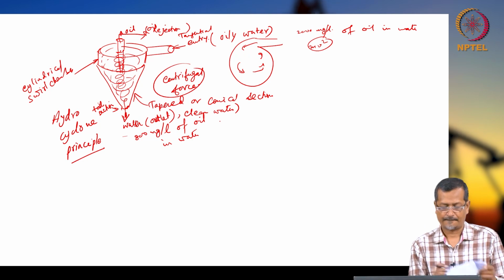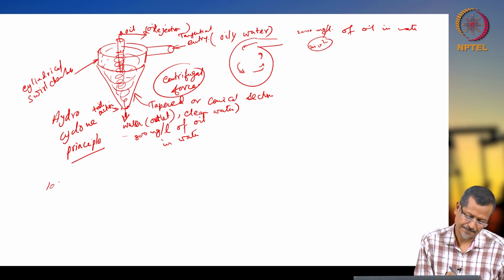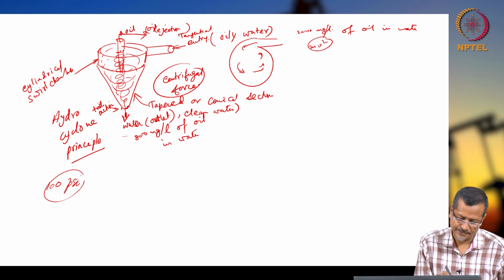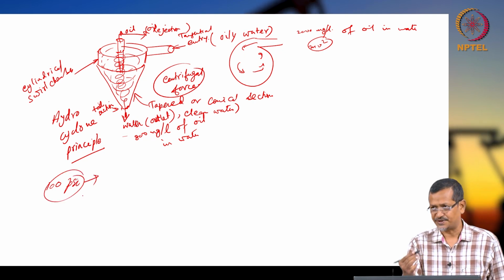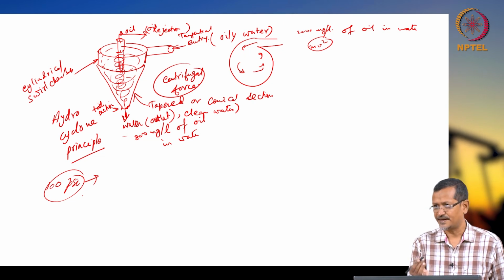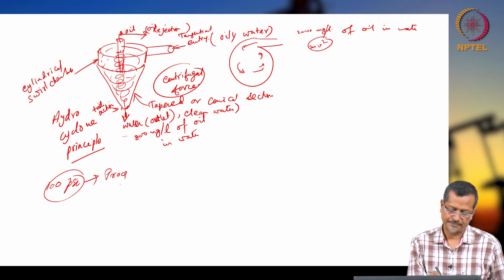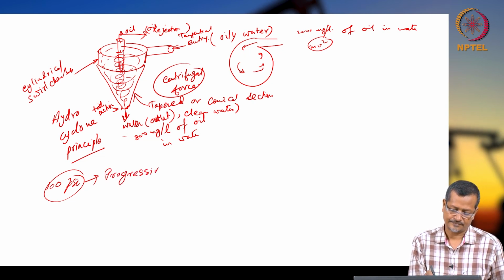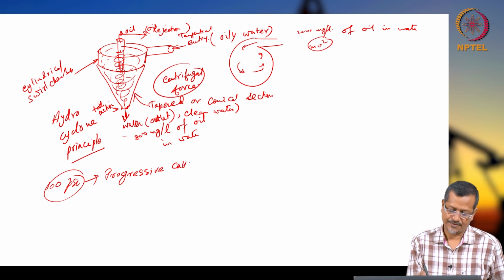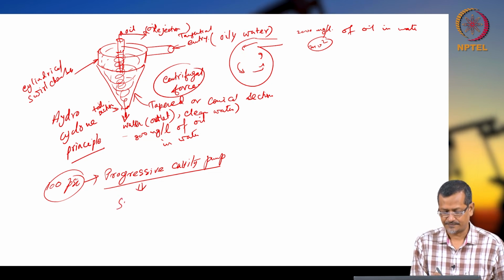Now, if you have low pressure, let us say 100 psi is required, and you want to increase pressure, what type of pump will you use? There are several types of pumps, I will discuss them later. One type of pump is called the progressive cavity pump. What is a progressive cavity pump? Actually, it is a single screw pump.